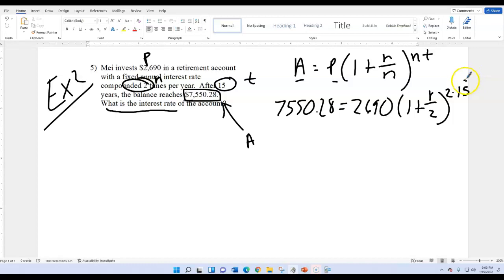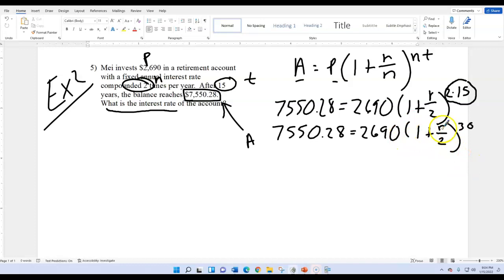First of all, let's multiply this together, 2 times 15. By doing that, we're going to end up with 30. So my goal here is I want to get R by itself. The first thing I'm going to do is divide both sides by the P value. So we want to get rid of that first. And let's see what that gives us.